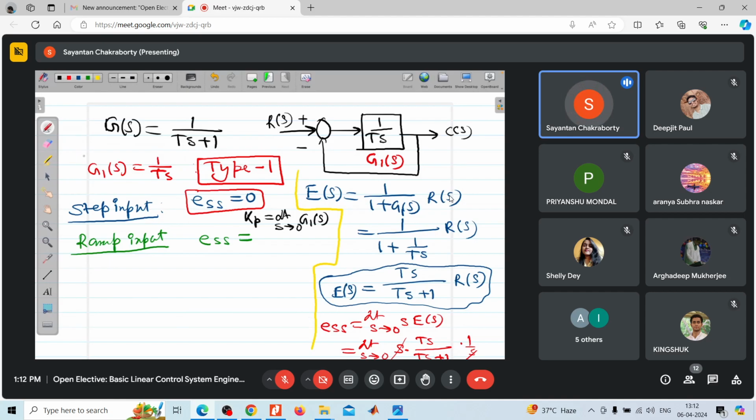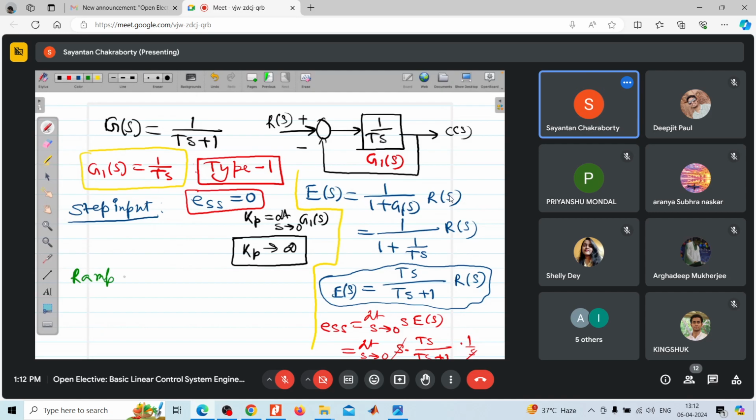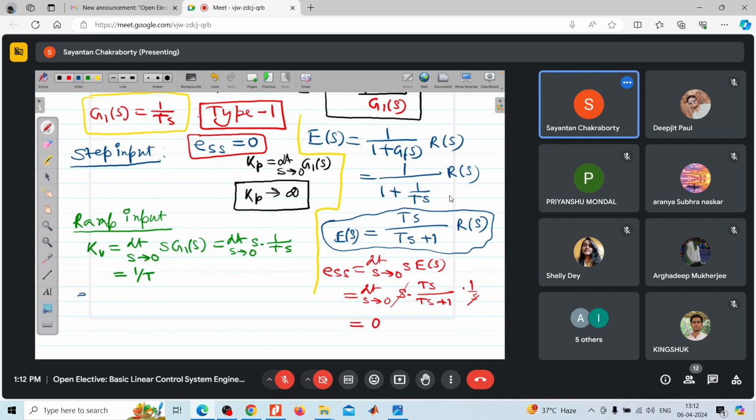So what is G1? 1 by Ts. Right. Now for ramp input, Kv is limit s tends to 0 of s G1(s), which is limit s tends to 0 of s times 1 by Ts, that is 1 by T. So what will be the error? ESS is equal to 1 by Kv, that is T.